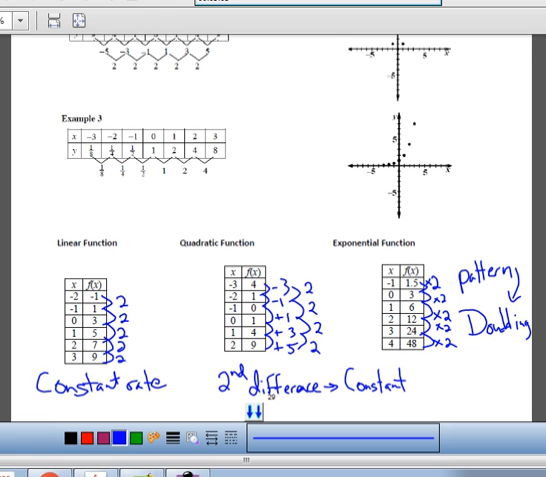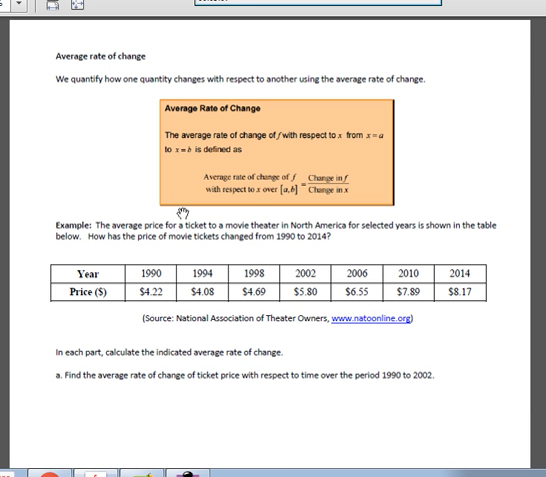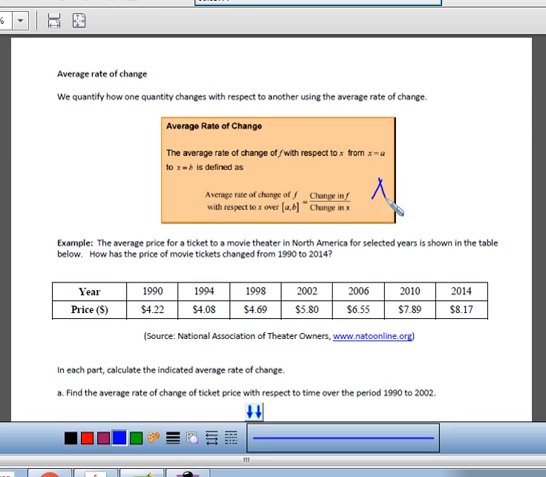Okay, on the next page, we're going to take a look at something a little different. Average rate of change. We quantify how one quantity changes with respect to another using average rate of change. So, when you find an average, you are essentially dividing one number by another. The numbers that we're going to be getting here are going to be the change in f over the change in x. In other words, we're going to do the change in the output over the change in the input. You may remember doing this when we would find slope, change in y over change in x.